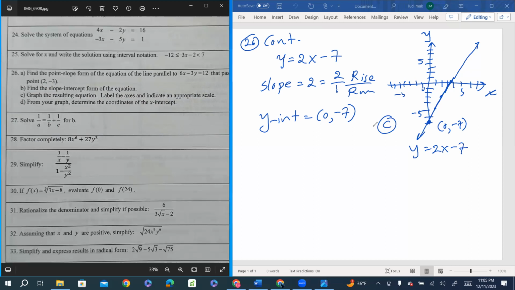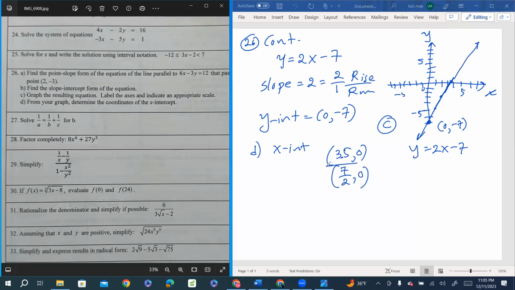Okay. The question says graph the result, label the axes, and indicate the appropriate scale. Okay, that's good. For the last part, B, determine the x-intercept. Now, you could actually find the x-intercept from here. I'm going to guess it's 3.5, 0. Or in other words, it's 7 over 2, 0.